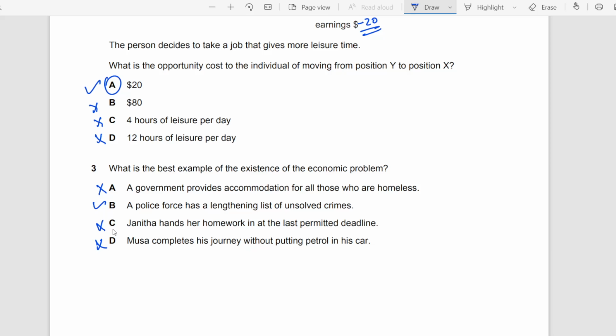A police force has a lengthy list of unsolved crimes. Now this can be tricky. You have to understand that a police force is a resource. When you're creating a police force, you're using so many inputs. There's a lot of human effort that goes into the creation of the police force. There's a lot of capital. There are a lot of vehicles that the police use in order to solve crimes. There's a lot of administrative work and paperwork. So when there's a huge list of unsolved crimes, that means they are not able to complete their task because the resources are limited. So again, the scarcity of resources means economic problem.